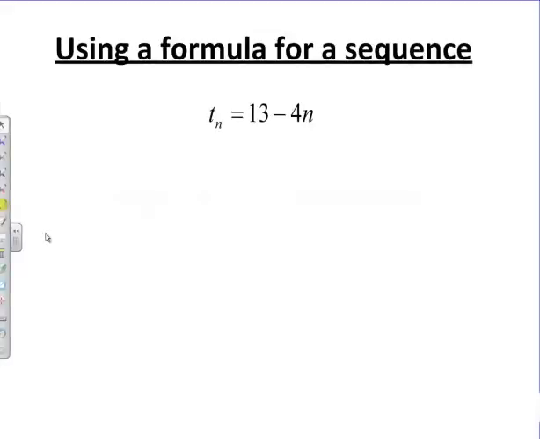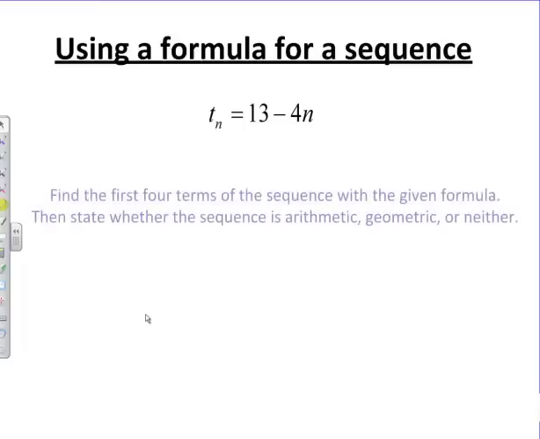And finally, we'll talk about how to use a formula to find the particular terms of a sequence. So remember that T sub n just stands for the nth term in a sequence, where n can be any whole number starting with 1. So if you want the 100th term in a sequence, you would use n equals 100. So the instructions say find the first 4 terms of the sequence with the given formula, then state whether the sequence is arithmetic, geometric, or neither.